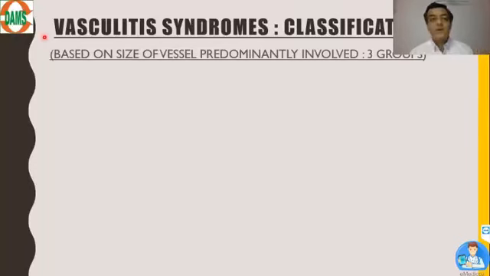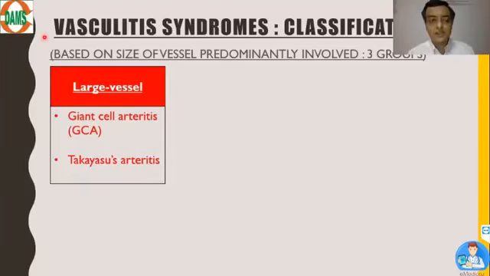So what I want you to do, same way: the first classification table you made was pathology. For the second classification, you can write short forms because all the syndromes have already come. One, we have large vessel vasculitis, under which we are going to study two syndromes: giant cell arteritis, GCA, and Takayasu's arteritis.